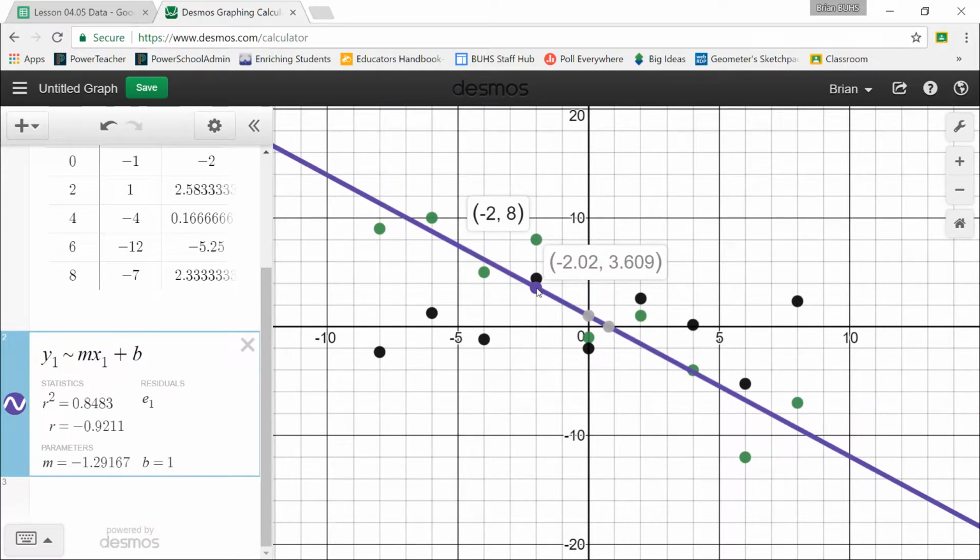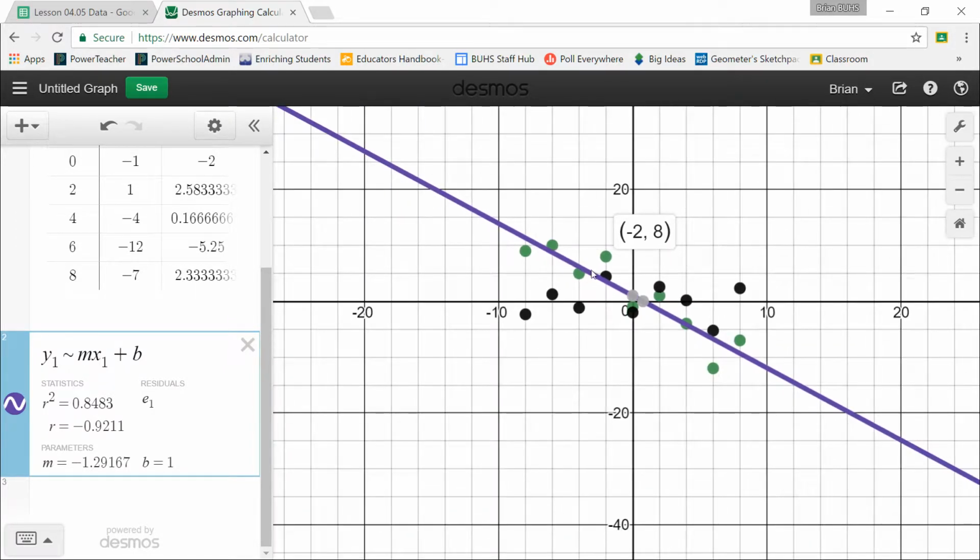So the line wasn't a great fit for this one. Our predicted value was 3.6. The actual value was 8. So that's quite a ways off. But it does appear to have somewhat of a linear trend. Question, comment?